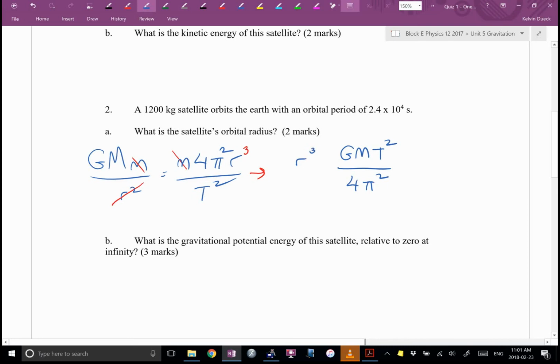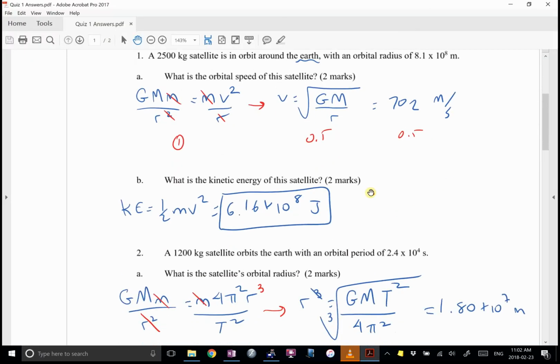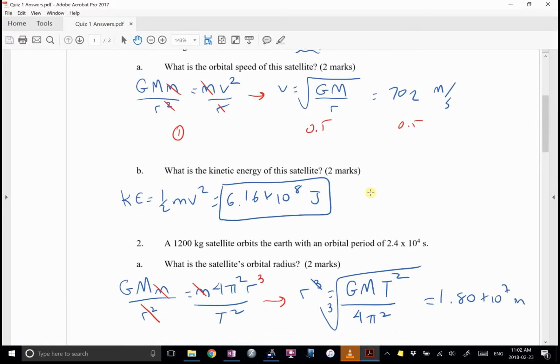Oh, Brees, how do I get rid of a cubed? Oh, boy, I get to use a new button on my calculator. Cool. Big G, I know. M is mass of the Earth. I got out my calculator. And do you get 1.80 times 10 to the 7th meters? If you got that, 2 out of 2.